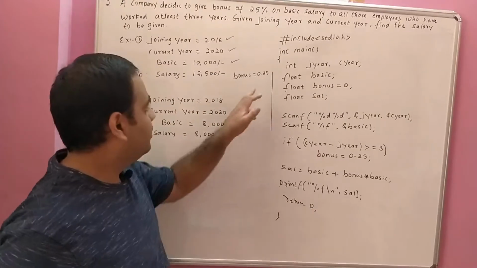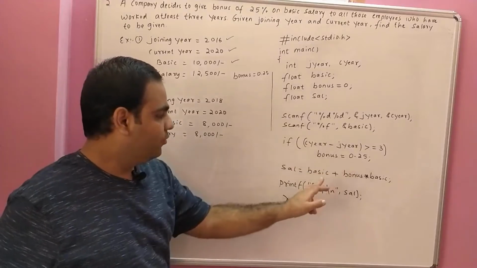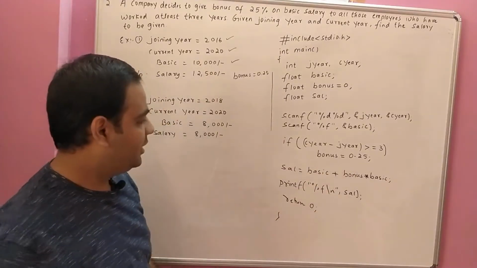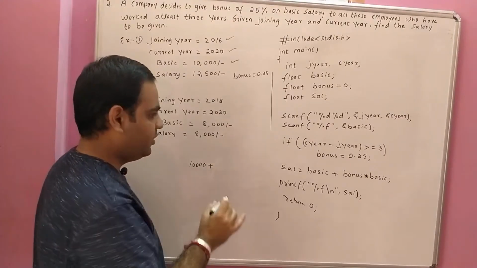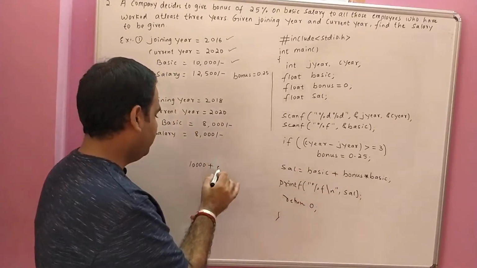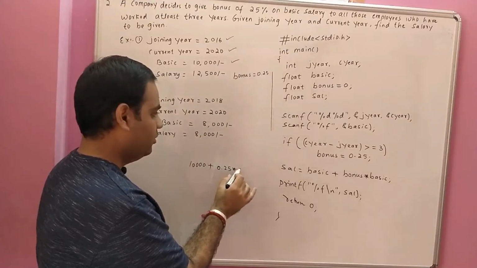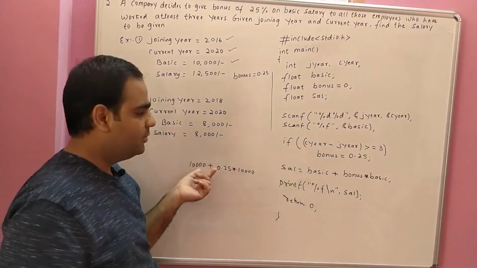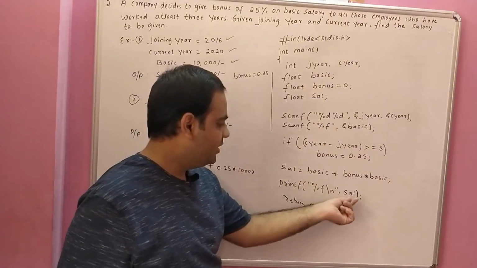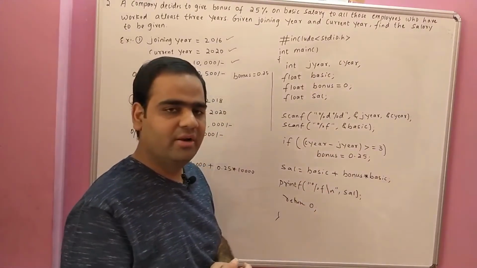Okay. Now let's say bonus has become 0.25. Basic, we have assumed to be 10,000. Now basic is 10,000 plus bonus is 0.25 into basic, which is 10,000. This becomes 2,500 plus 10,000 is 12,500, and we print 12,500 as the answer.